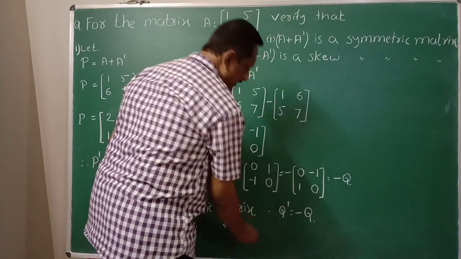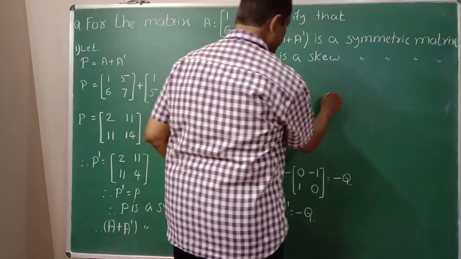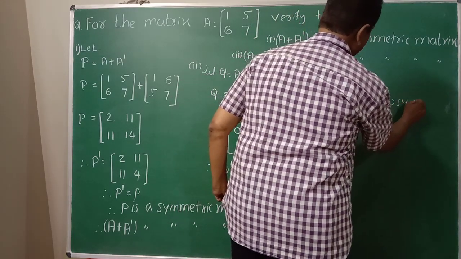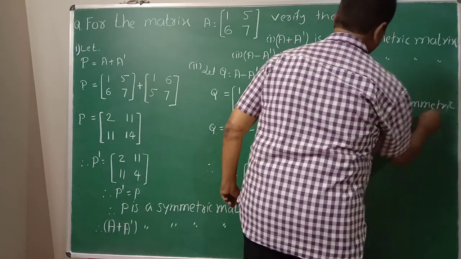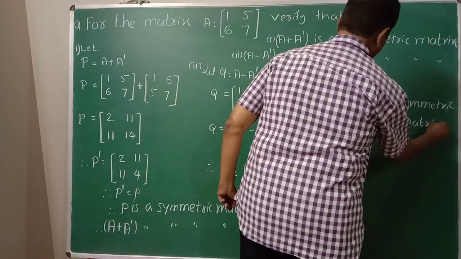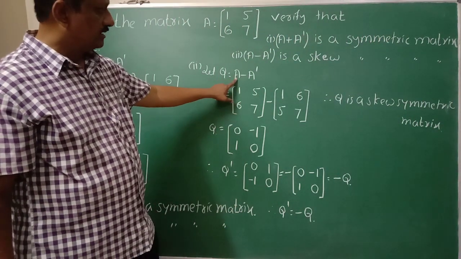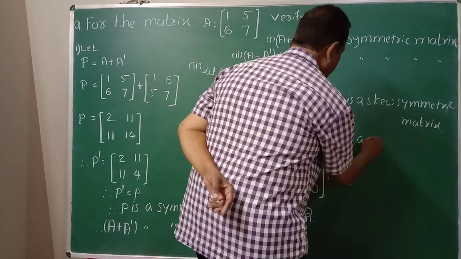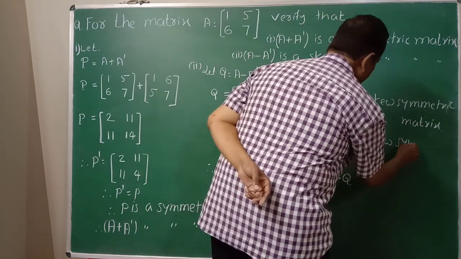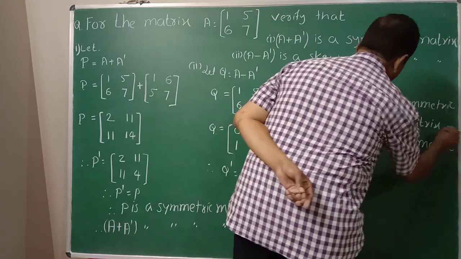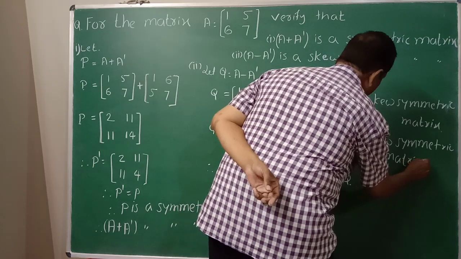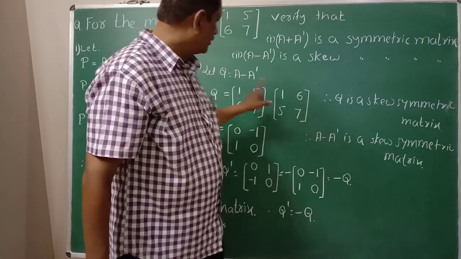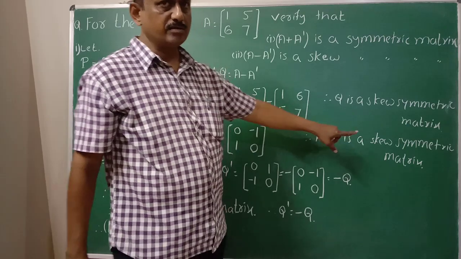If this condition is satisfied, then Q is said to be a skew symmetric matrix. Therefore Q is a skew symmetric matrix. You have taken Q as A minus A dash. Hence A minus A dash is a skew symmetric matrix. So this is our required result. A minus A dash is skew symmetric, since Q is A minus A dash.